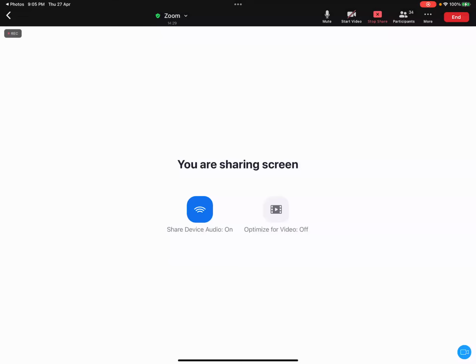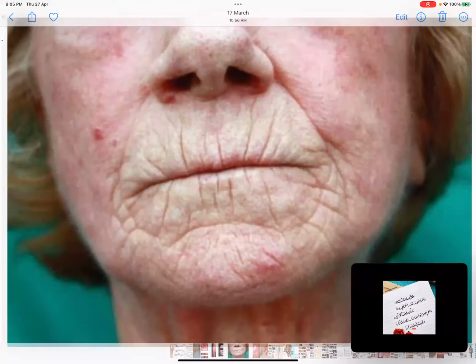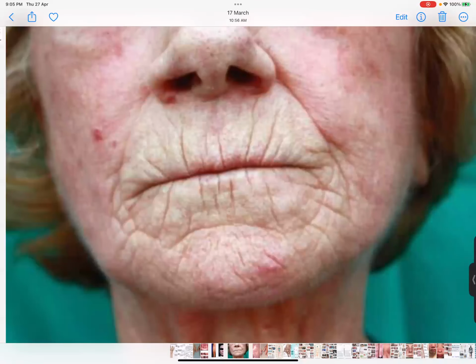Okay, so let us start. I want just to go for spot diagnosis. Spot diagnosis. So what is this? This is buckling of the mouth, most likely scleroderma. Thank you very much. This is a spot diagnosis, and this is the most common case in the exam.